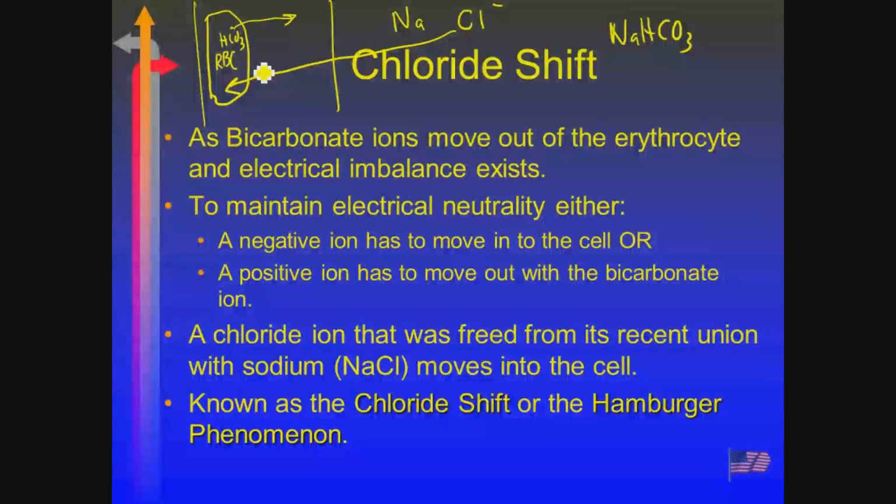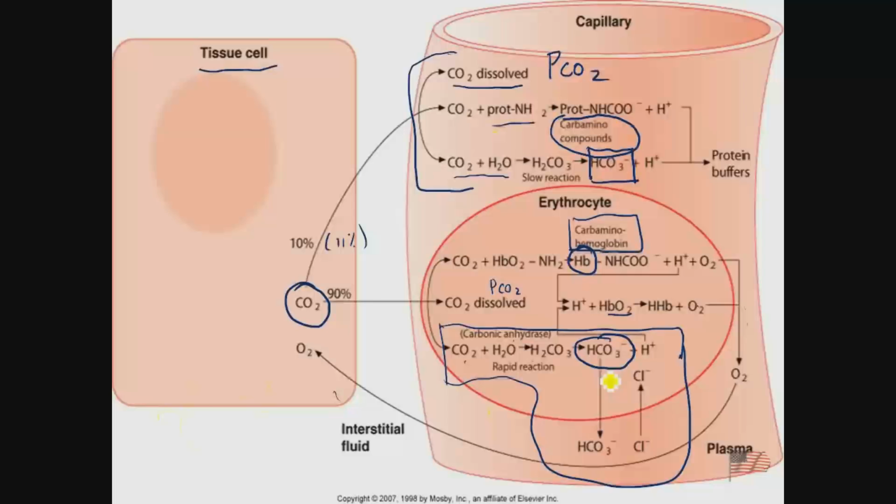What drives it to move out? Because it wants to. It wants to be free. Makes sense. No, it doesn't, but it just does. But this is called the chloride shift, also known as the Hamburger phenomenon, because somebody named Hamburger first described it. Don't ask me why. It just is. So that completes this process. So bicarb moves out, chloride moves in, and we're all happy.